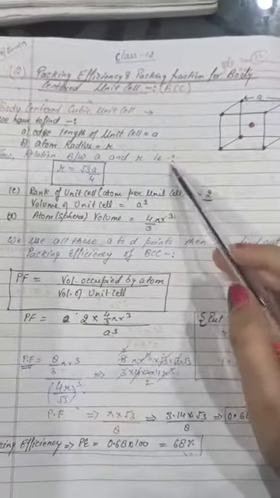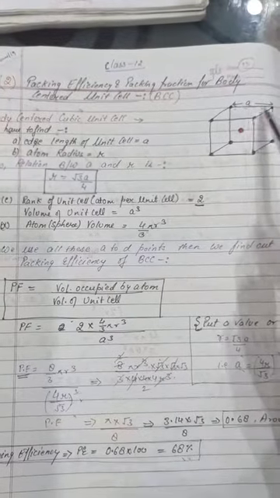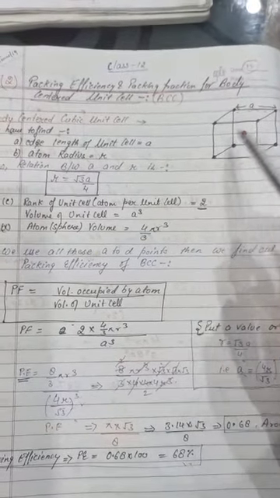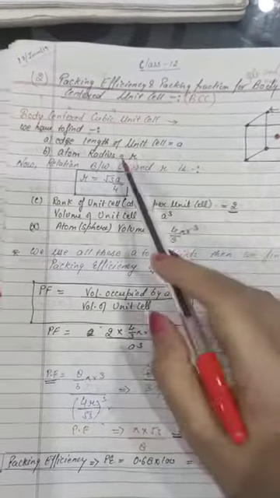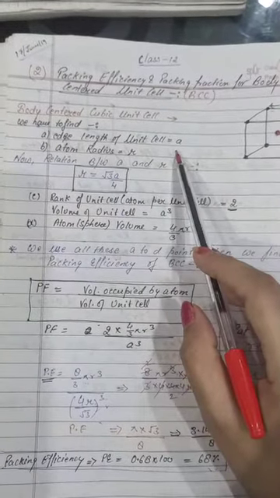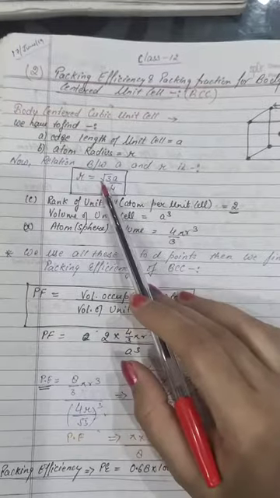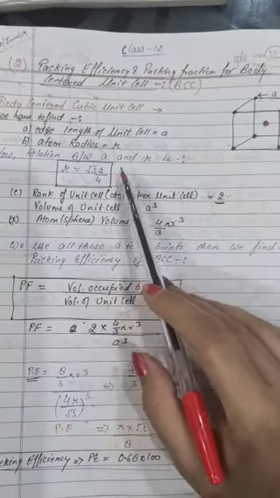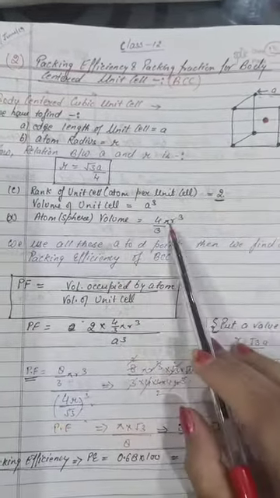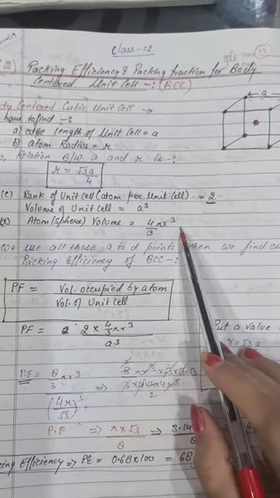Next we talk about the body centered unit cell. In a body centered unit cell, there are 8 atoms on the corners and one atom in the body. Already we know edge length is a and radius is r. The relation between a and r is r equals root 3 upon 4 a. Rank is 2, so the number of atoms is 2, and the volume is 4 upon 3 pi r cube.